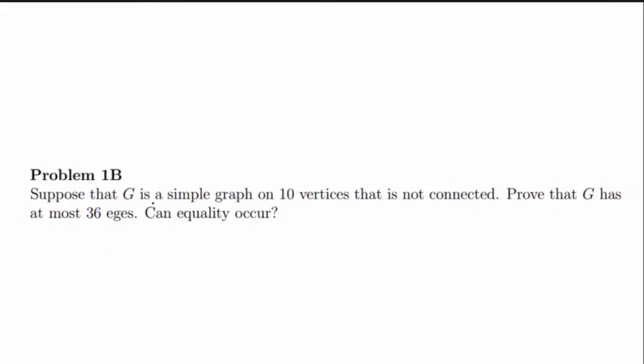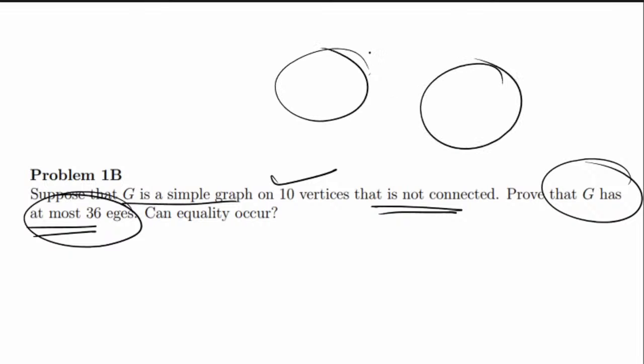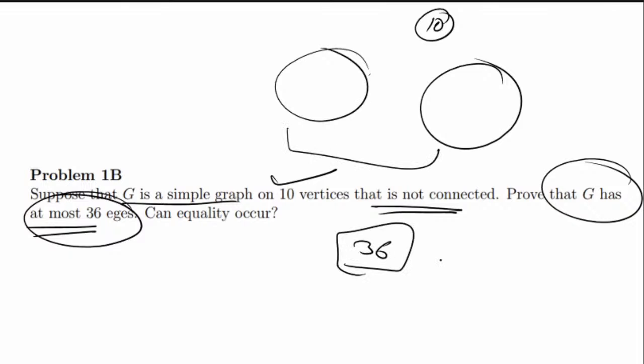He was asking that G is a simple graph on 10 vertices that is not connected. Then prove that G has at most 36 edges. So we have proven that if you have a disconnected graph with a total of 10 vertices, then at most you can make 36 edges. This is the maximum you can make. So this is the point and this is the proof.